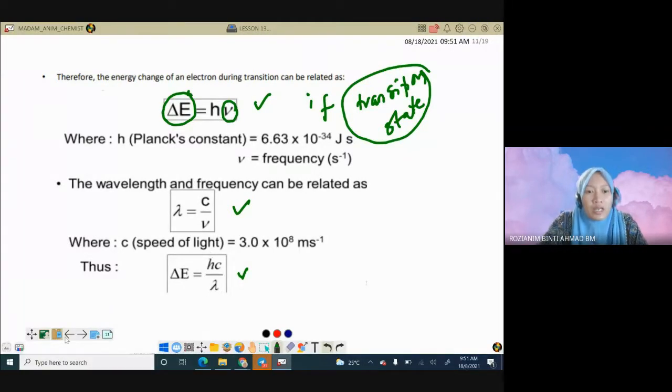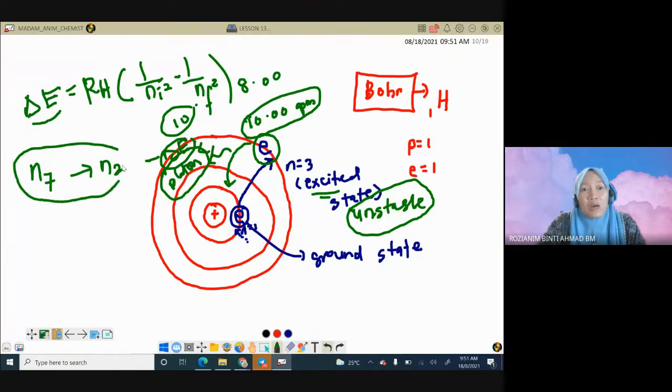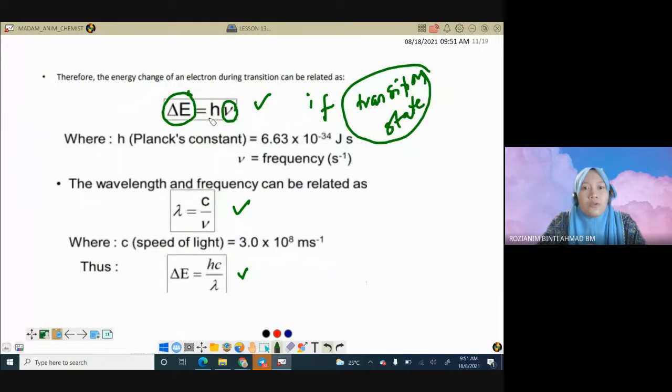Tapi kalau soalan tu bagi karakter, okay, calculate the value of the energy change if electron tu transit from 7 to N2. So maksudnya kita tahu pergerakan elektron tu daripada mana ke mana, so we can use this formula. If we do not have any transition of electron, you must use these three formula here. Okay, how? We try to apply it.